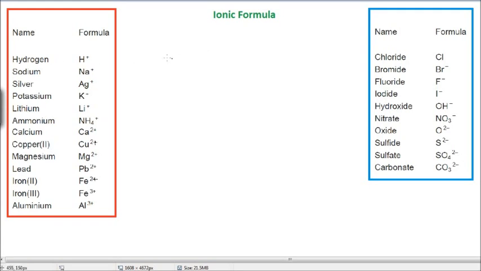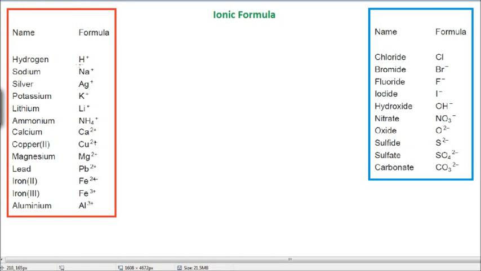Now, these things basically act like a bit of a jigsaw puzzle. So that's how we're going to be thinking about it. But first of all, let's have a look at what we've got here. So you will be given this information in your GCSE exam at the back of the exam paper, along with the periodic table. So these are our ion tables. We've got these ones in red over here and these ones in blue over here. The ones in red, as you may have noticed, are things like H+, Na+, Ag+.